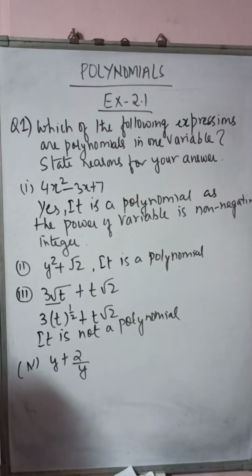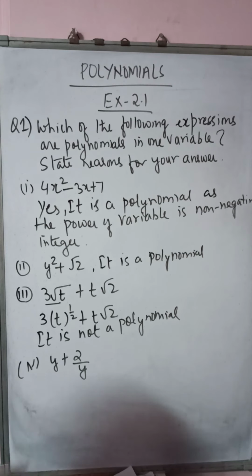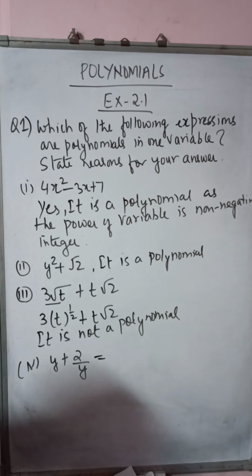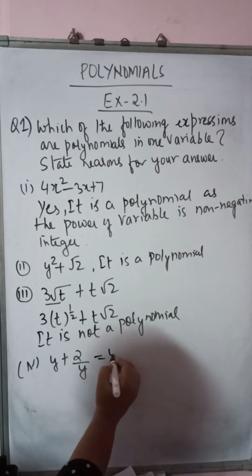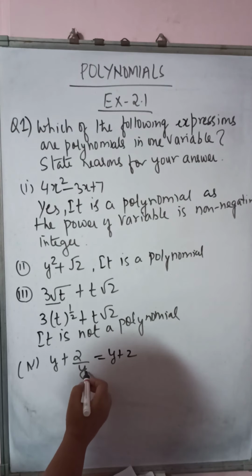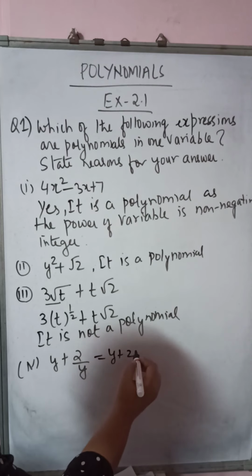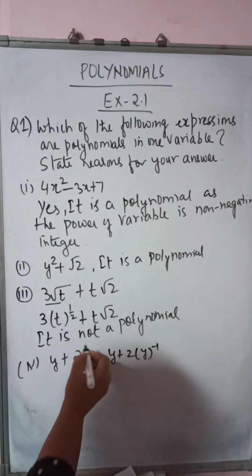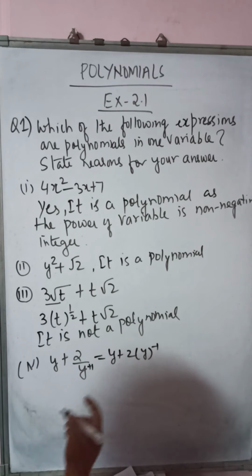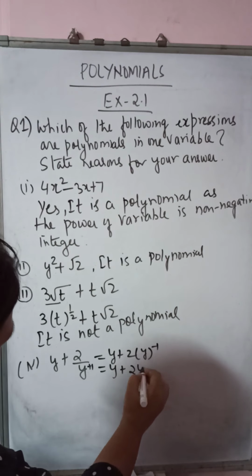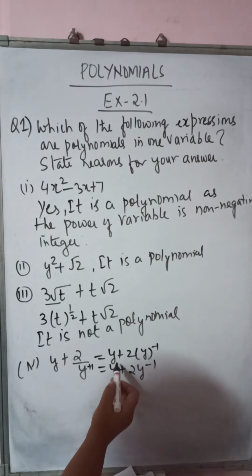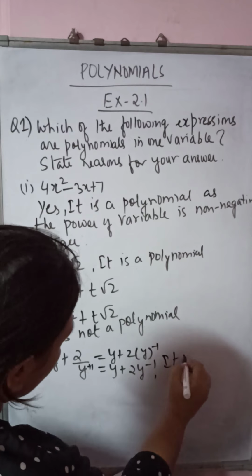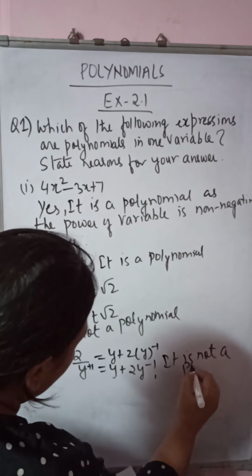Now we have to check whether this is a polynomial. It is a little bit confusing, so you have to solve it and then check whether it is a polynomial or not. This is y plus 2 by y. This y, when it comes in the numerator, becomes y raised to power minus 1. In the denominator, the power of y is plus 1; when it comes in the numerator, the power of y becomes minus 1. So this becomes y plus 2y raised to power minus 1. Here the power of y is 1, but here the power of y is minus 1, which is not a natural number. So it is not a polynomial.